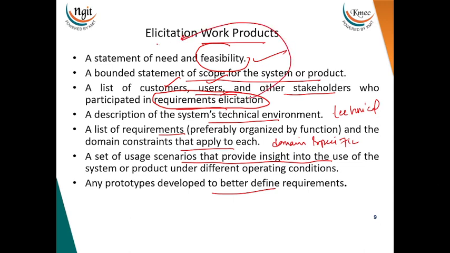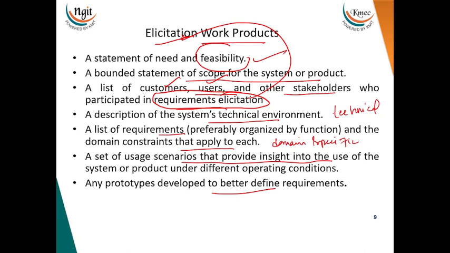Correct? Requirement, this part. And this is the description of the system technical environment. What are the technical requirements of the system and what actually are there? And what domain are you going to specify? You may be applying for a domain, you may be applying for Java, you may be applying for some other parts.